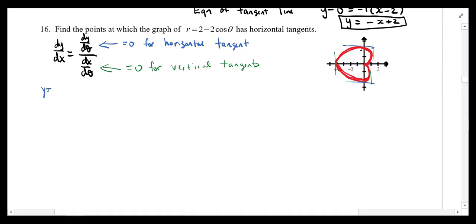What's y? y is r, which is 2 minus 2 cosine theta, times sine theta. Here we go, dy. Well, you know what? Before here we go, if you don't like using product rule, guess what? You could actually just do this by distributing. But I know you love product rule, right? You love singing the song. Here we go. A prime. So the derivative of negative 2 cosine theta is 2 sine theta. A prime b plus b prime a.